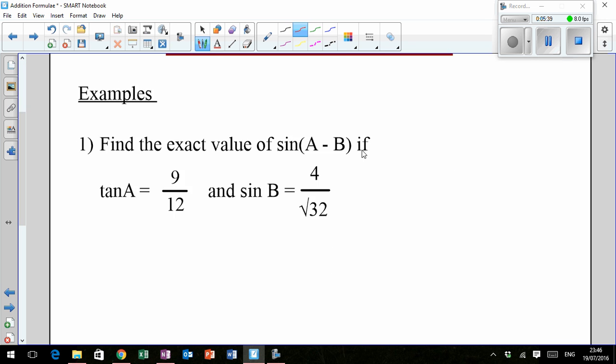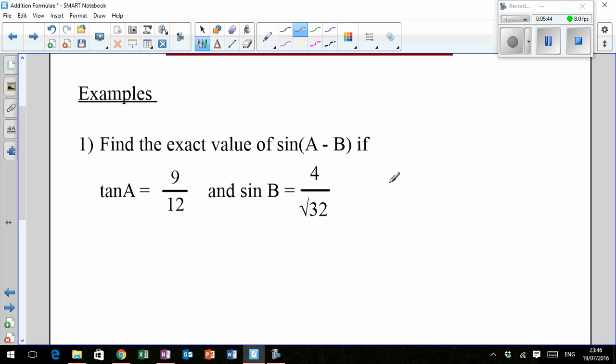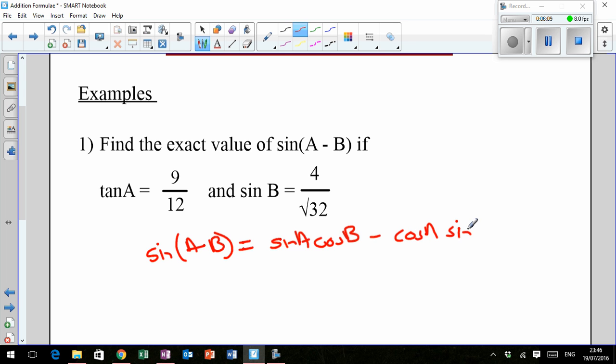Okay, now we have those expansions, and we've got another couple of examples here. So if we're looking for sine of a minus b, you can see from our expansions that it's sine a cos b, subtract cos a sine b. Now the only information we have is here.